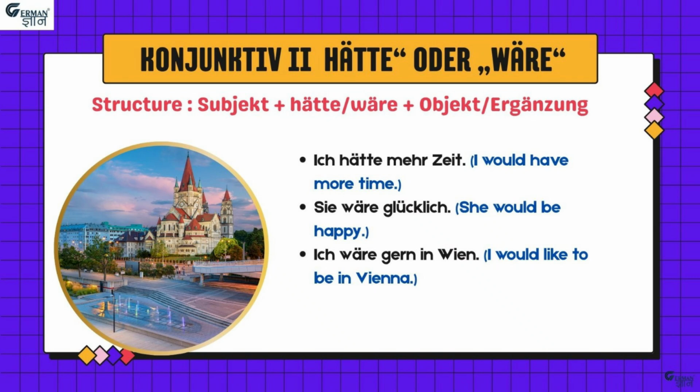So first sentence is, "ich hätte mehr Zeit", means I would have more time. So here I have written "hätte" according to the "ich". Second is, "sie wäre glücklich", means she would be happy. So again "wäre" is conjugated according to the subject. And third is, I would like to be in Vienna. So "ich wäre gern in Wien".